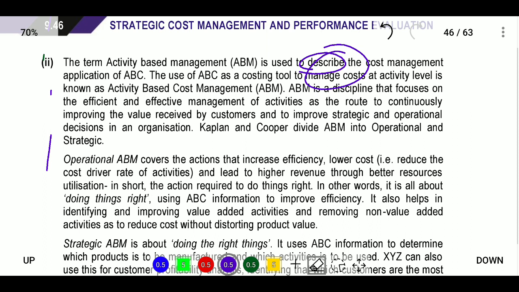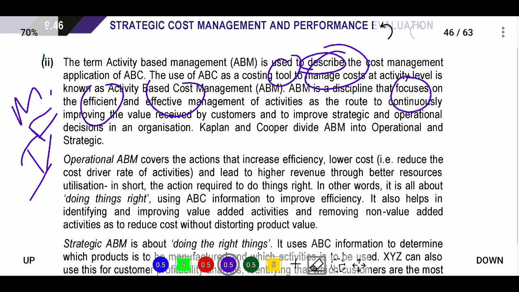It will manage the cost. And ABM is a discipline. First one, it is a tool. What is the tool? It will manage the cost. And it will focus on both efficient and effective management of activities as a route to continuously improving the value received by the company. After that, it will improve. So it will manage, it will focus and it will improve. What it improves is strategic and operational decisions in the organization.